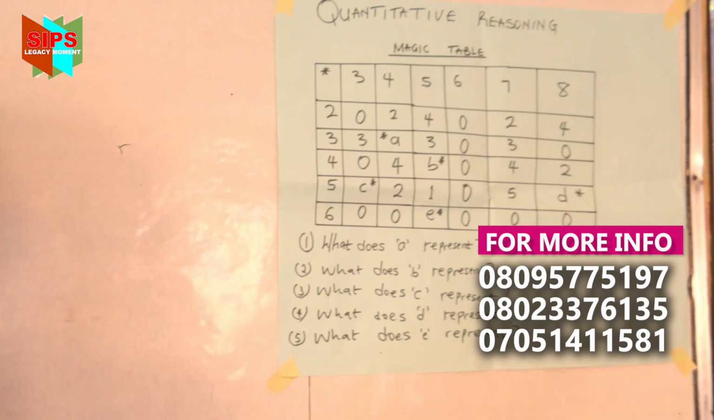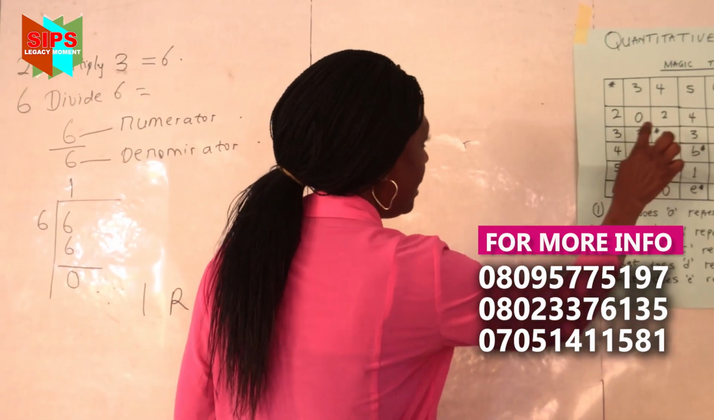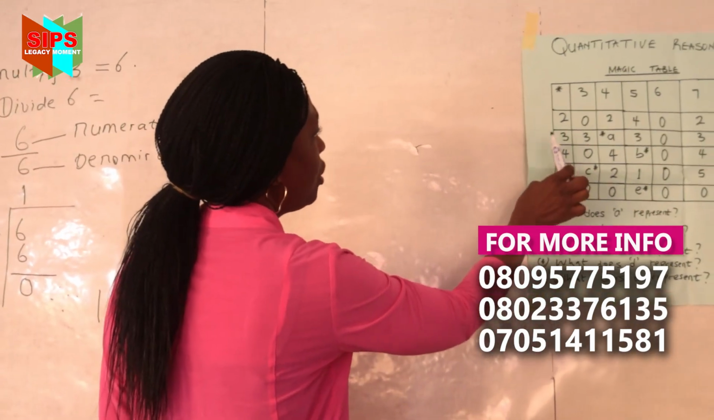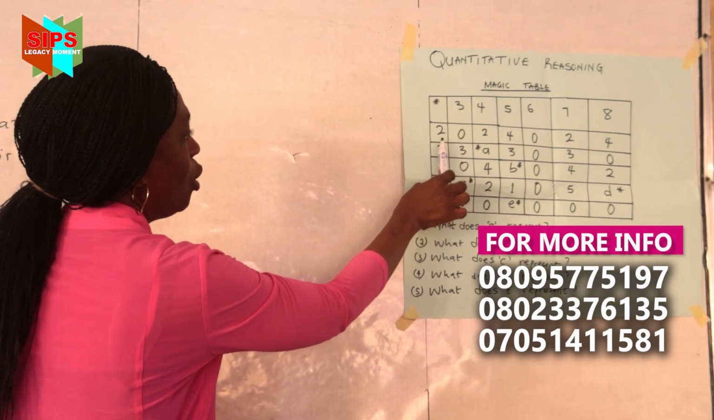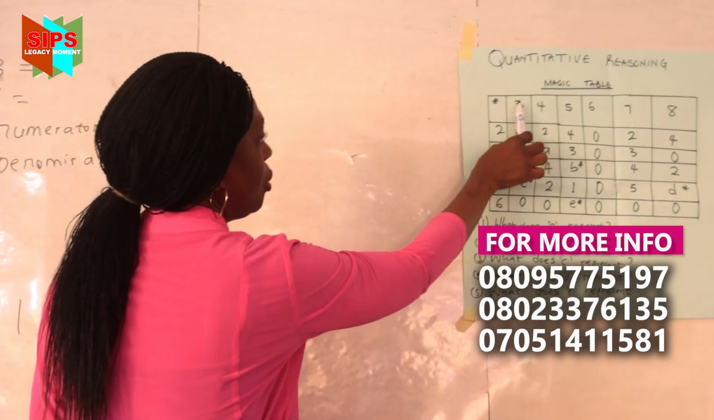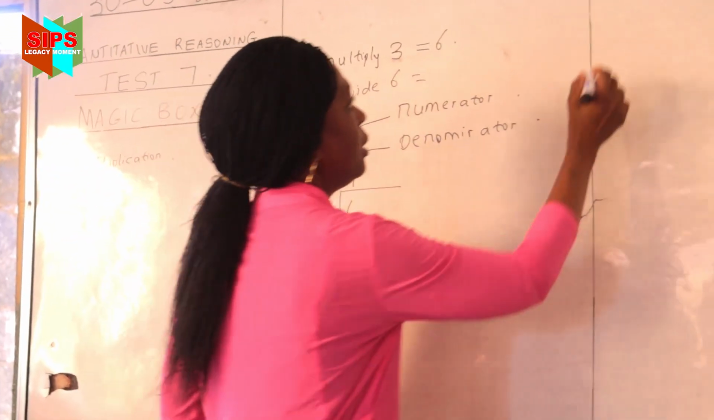So now, we want to consider the second box before we can look for the missing letter. Now, the second line, which is the second row. We are now using the number in the second row to also multiply what? The first number in the column.